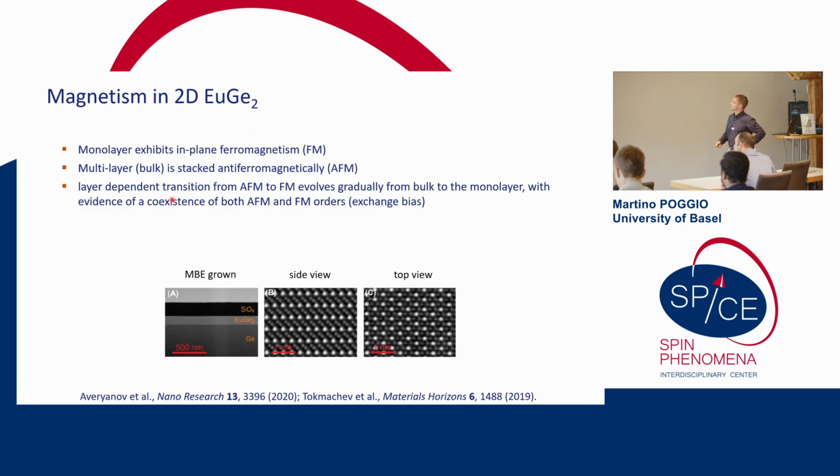This is an interesting magnet because in the monolayer, it's a ferromagnet with an easy axis in the plane, and in the bulk, it's a stacked antiferromagnet, right? So it's an in-plane, easy axis ferromagnet, and then antiferromagnetic interlayer. And what happens is that there's a kind of layer-dependent transition from the antiferromagnetic state to the ferromagnetic state that doesn't just happen suddenly as you go from the bilayer to the monolayer, but it seems from bulk measurements that this kind of slowly happens as you reduce the layer number.